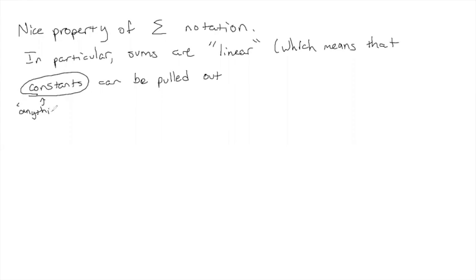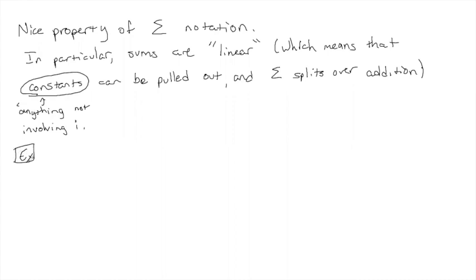Anything not involving I. Okay, so that's important. Constants can be pulled out and sigma splits over addition. And this doesn't make much sense in terms of words, but I'll show you an example quick, just to show what I really mean by that.